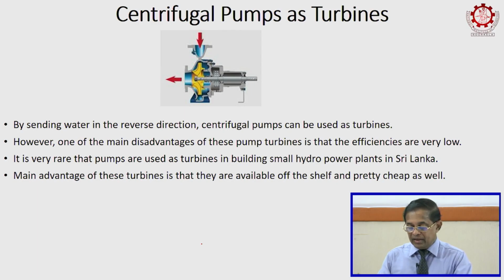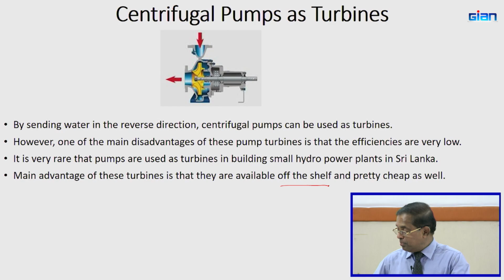By sending water in the reverse direction, centrifugal pumps can be used as turbines. However, one of the main disadvantages of these pump turbines is that the efficiencies are very low. It is very rare that pumps are used as turbines in building small hydropower plants. Main advantage of these turbines, they are available off the shelf, right, and pretty cheap as well.